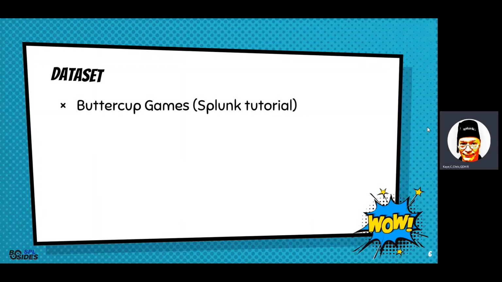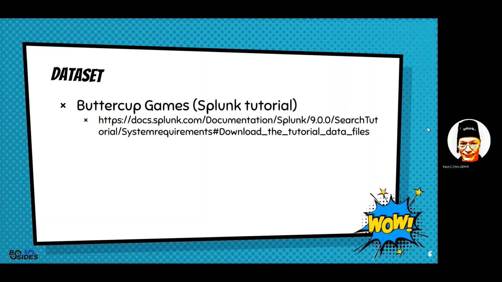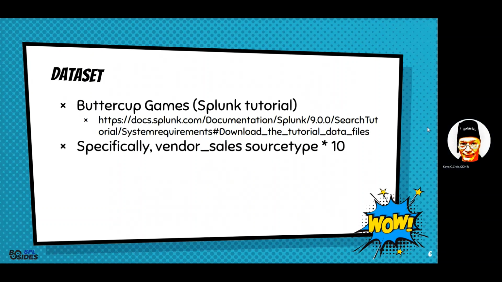The dataset I'm going to use to demonstrate the summary index idempotency is based on the Splunk tutorial set. So if you want to follow along or work through the example later, you can pick this up from the Splunk website. I just downloaded the tutorial data files. Specifically, I'm going to be using the vendor sales source type data.